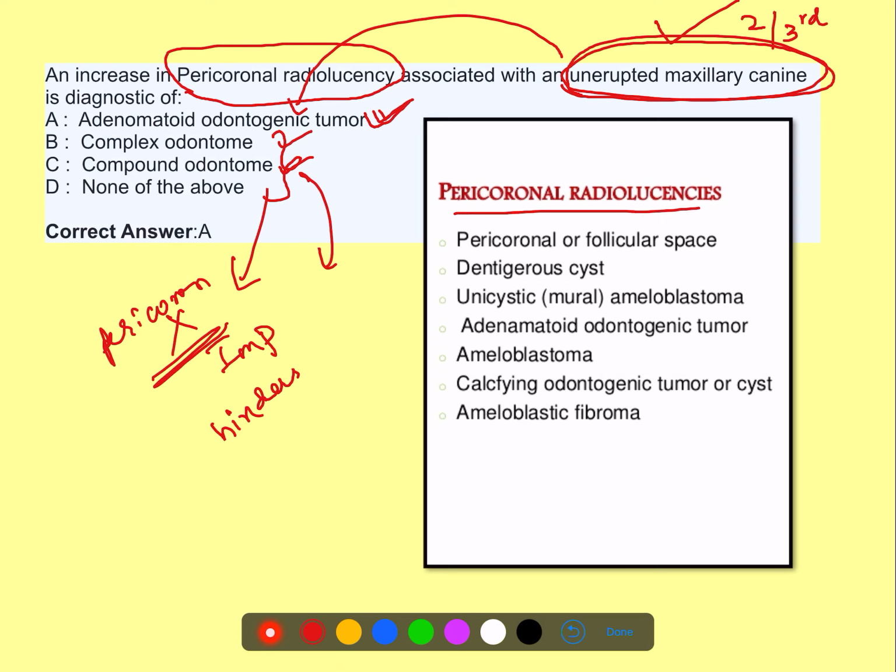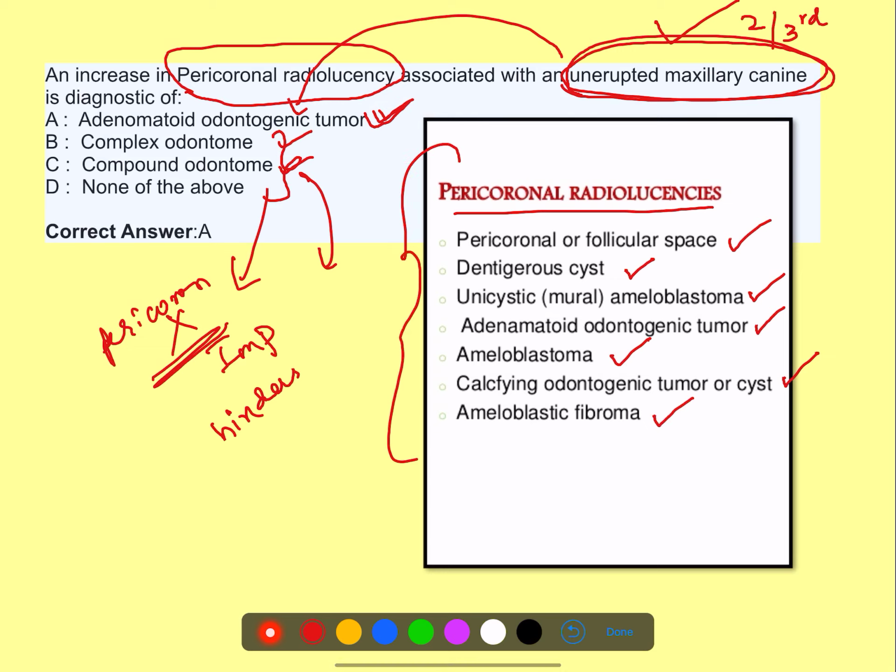And here is the list of pericoronal radiolucencies: that is pericoronal or follicular space, dentigerous cyst, unicystic or mural ameloblastoma, adenomatoid odontogenic tumor, ameloblastoma, calcifying odontogenic tumor or cyst, ameloblastic fibroma. These are the list of pericoronal radiolucencies.